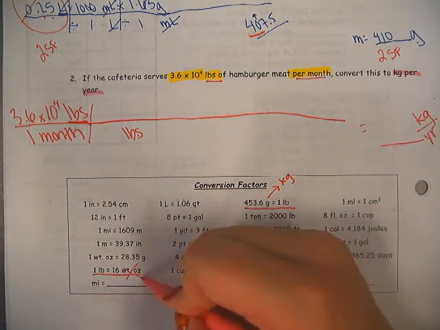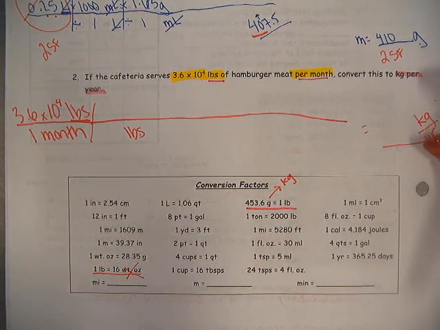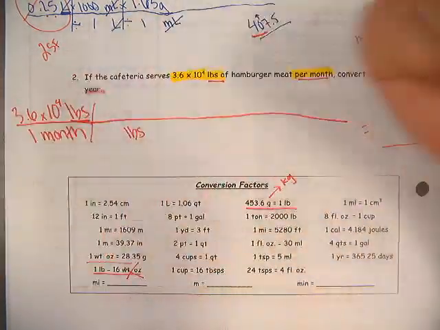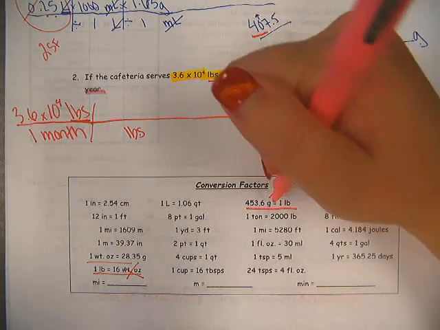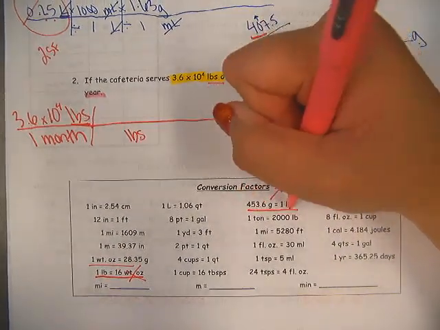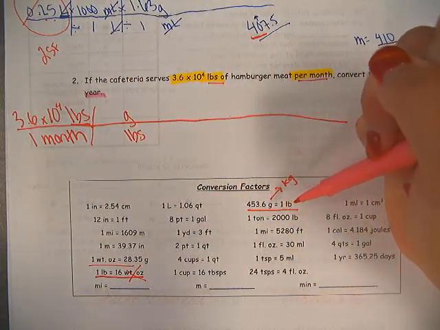For ounces, that's not going to get us anywhere closer unless we have another conversion that's going to help us out. We could do ounces to grams if we really wanted to, and then grams to kilograms. So I think this one will be faster. So let's do pounds to grams. And we're just pulling that conversion factor straight from the chart.